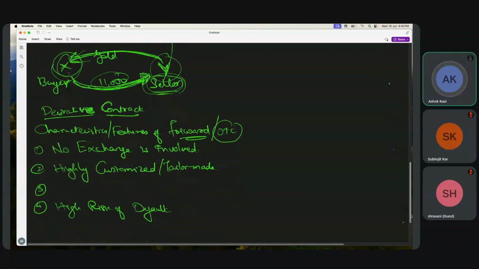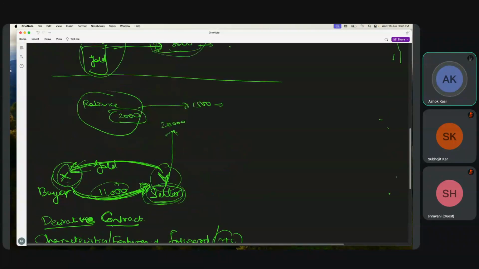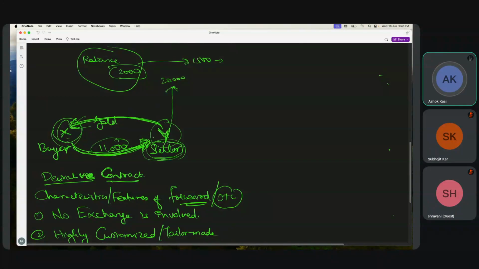This is okay? If the price really goes up, Y can default. Chances are there. This is okay. Now case 2.